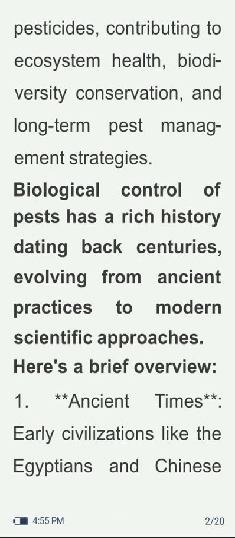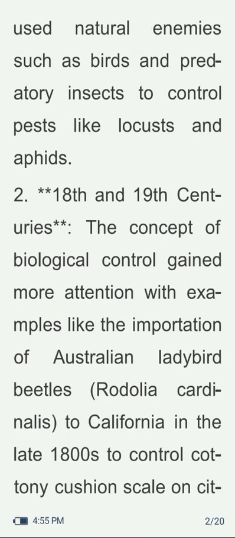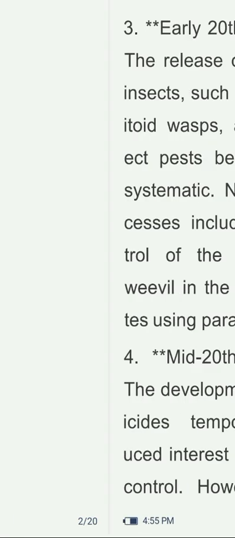Biological control of pests has a rich history dating back centuries, evolving from ancient practices to modern scientific approaches. Here's a brief overview. Ancient times: early civilizations like the Egyptians and Chinese used natural enemies such as birds and predatory insects to control pests like locusts and aphids. Then in the 18th and 19th centuries, the concept of biological control gained more attention, with examples like the importation of the Australian ladybird beetle to California in the late 1800s to control cottony cushion scale on citrus trees.